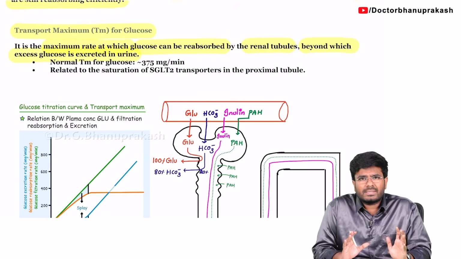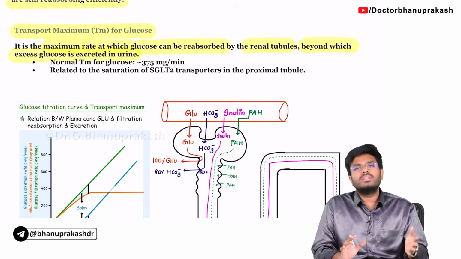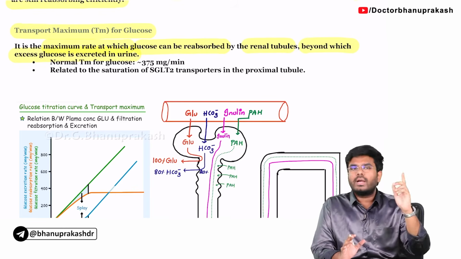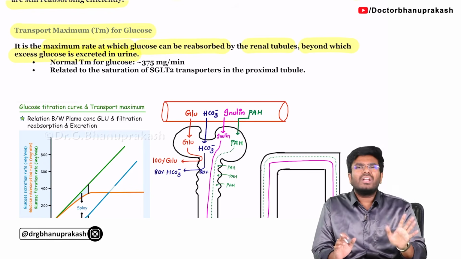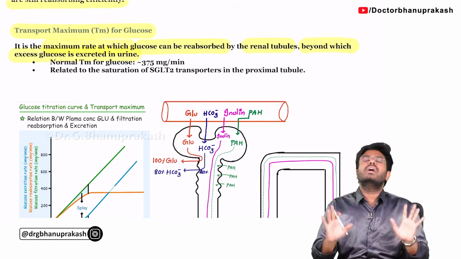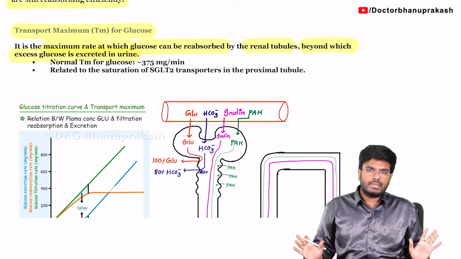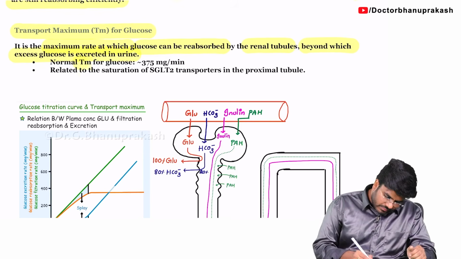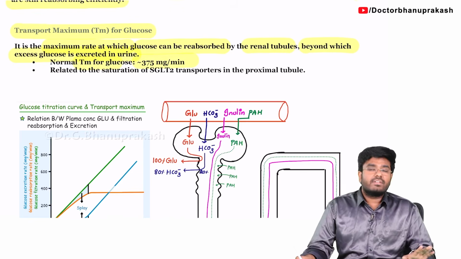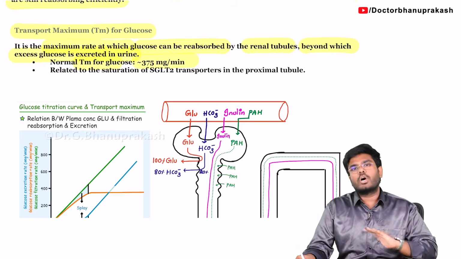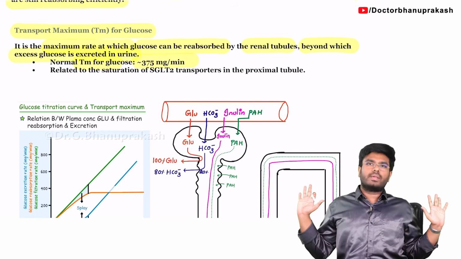Try to understand, guys. 375 is the maximum glucose that you can reabsorb. But some nephrons are leaking, of course. At 200 plasma glucose itself, some glucose is going. I am not asking how much glucose is getting excreted. Weak nephrons, healthy nephrons, all nephrons together, how much maximum can they reabsorb? 375. So the normal transport maximum value for glucose is 375 milligrams per minute. After 375, no further reabsorption, because all the SGLT2 transporters are saturated. They are showing their full capacity.